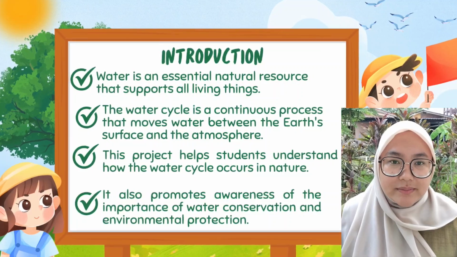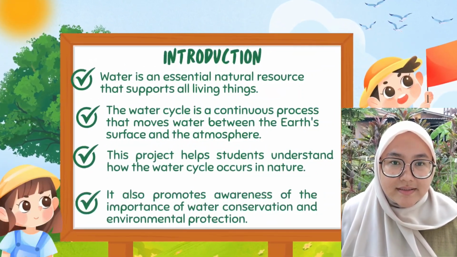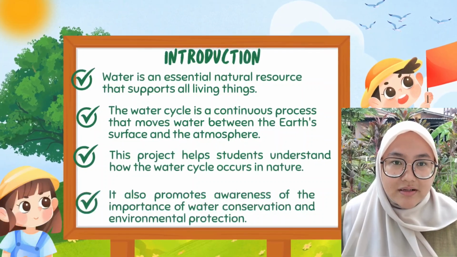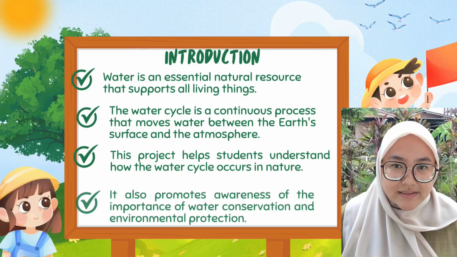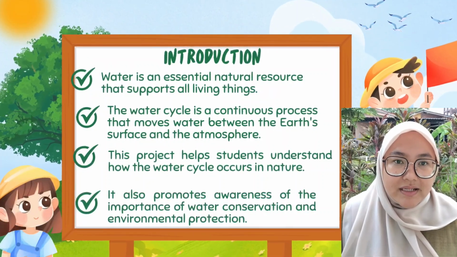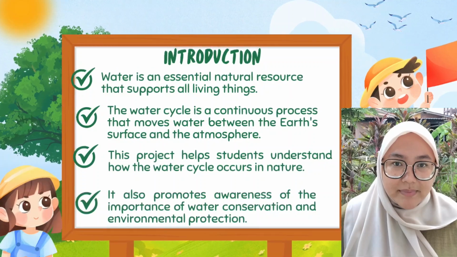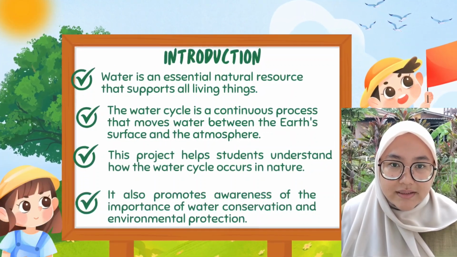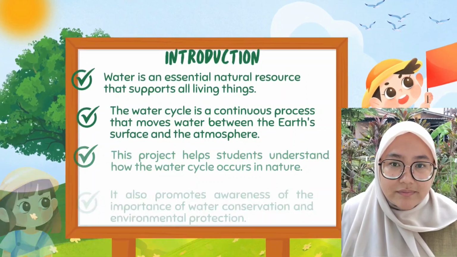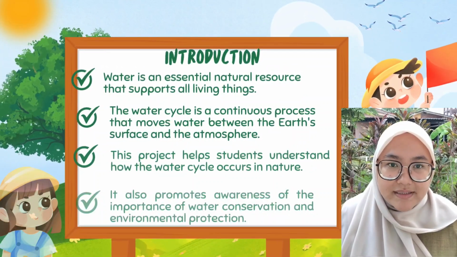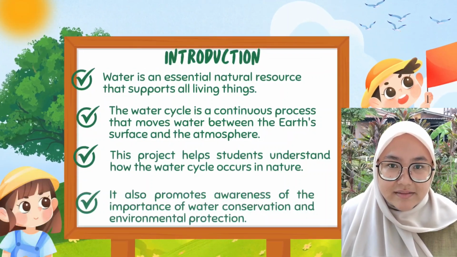Water is one of the most important natural resources on Earth because it is essential for the survival of humans, animals, and plants. Water continuously moves through a natural process called the water cycle, which helps maintain the balance of water on our planet. The water cycle consists of four main stages: evaporation, condensation, precipitation, and collection.